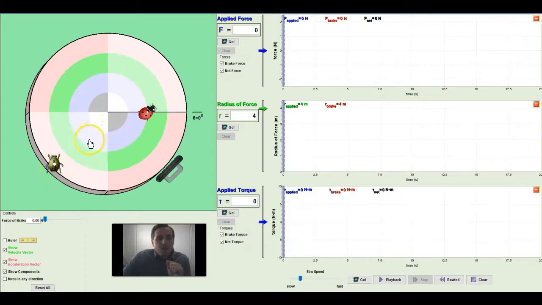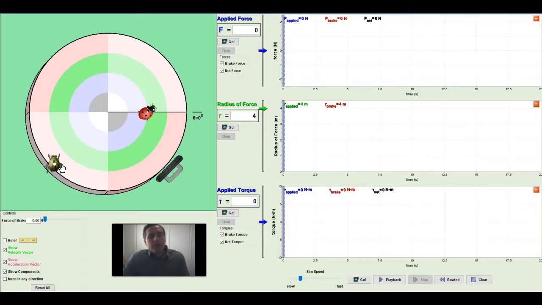I can apply a force to this turntable and I can accelerate it. You'll see that the velocities will always be tangent to these bugs, but notice that the linear velocity of the beetle will be twice as much as the ladybug because he's at twice the radius compared to what she is. And so we'll see this as we go throughout. Notice the acceleration initially will be a combination of the centripetal and the tangential accelerations.